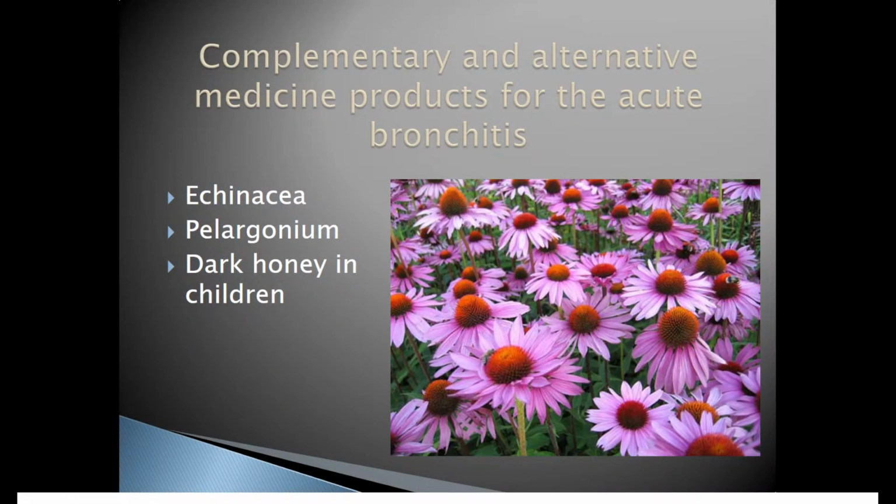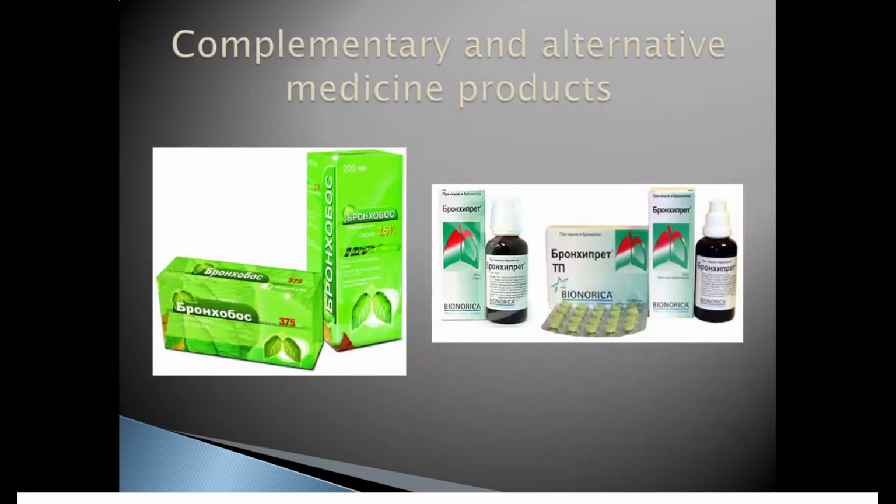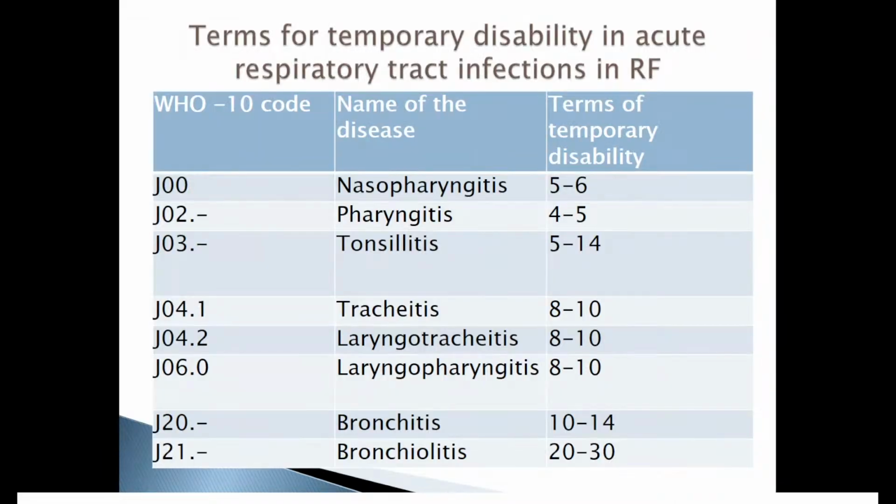Maybe also use the same complementary and alternative medicine products for acute bronchitis as for other viral upper respiratory tract infection. Echinacea, pelargonium, dark honey in children. No different OTC medication may be used. And for outpatient treatment, it is important how long sick leave may last. It lasts up to 1 week in case of upper respiratory tract infection, usually around 1 week. In case of bronchitis, it lasts around 2 weeks. In case of bronchiolitis, around 3 to 4 weeks, and the same average length of sick leave in case of pneumonia.